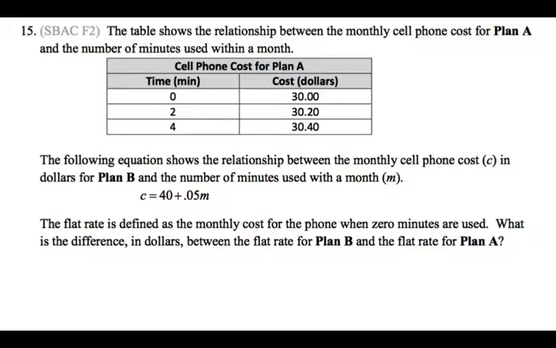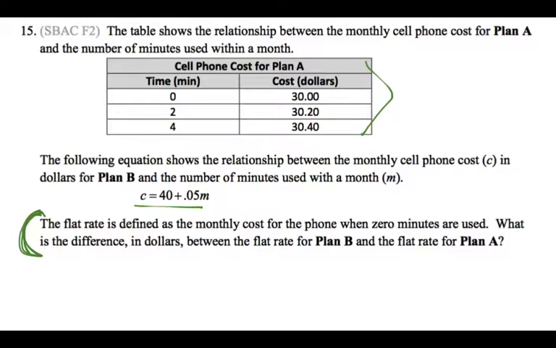And the last one, we have the relationship between a monthly cell phone plan and the number of minutes used per month. Okay, so what we have here is we have 2 cell phone plans. The first is in a table. The second, plan B, is an equation.